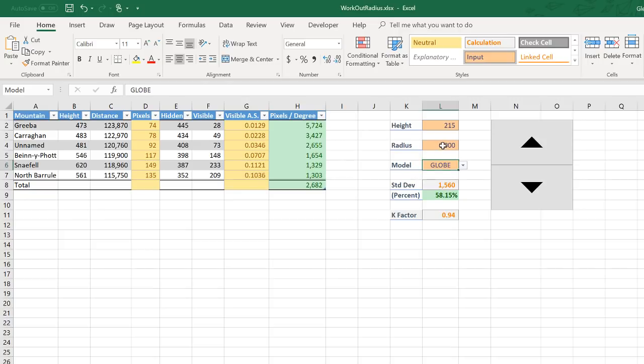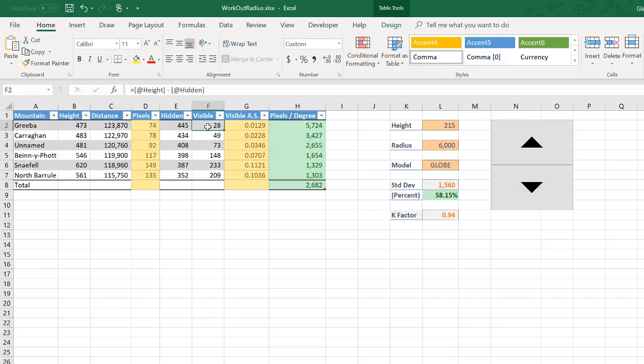And currently we've got a radius set of 6,000 kilometers. So let's look back at our spreadsheet. So Greba Mountain, 473 meters, 124 k's. Excuse me, that has a hidden amount of 445 meters with this radius, which leaves only 28 meters visible in the image. And 28 meters at a distance of 124 kilometers has this angular size. So this is a visible angular size, so the amount of the mountain that should be seen above the horizon.